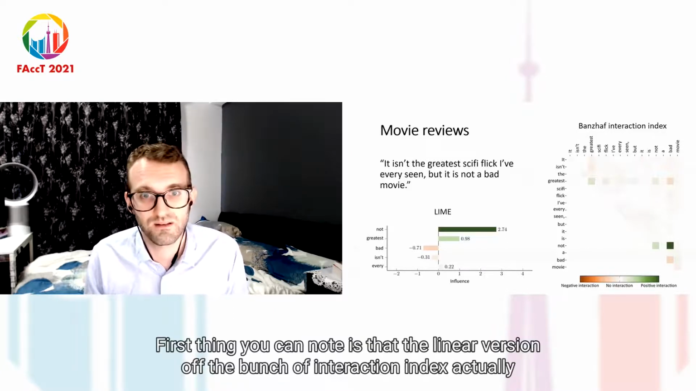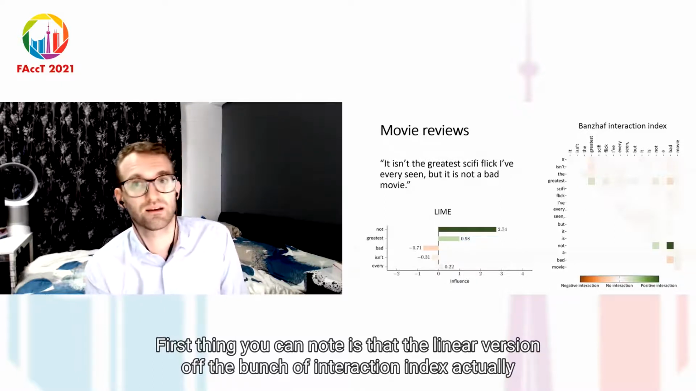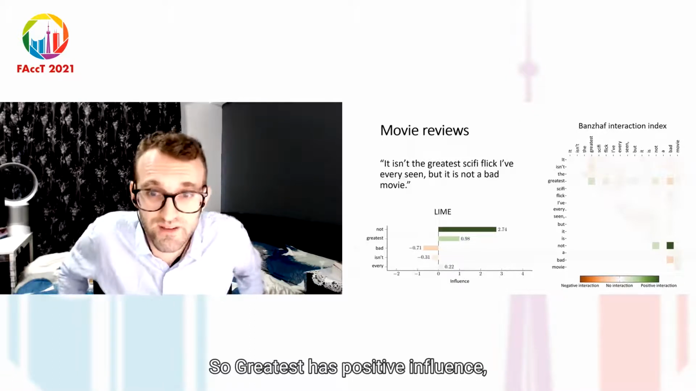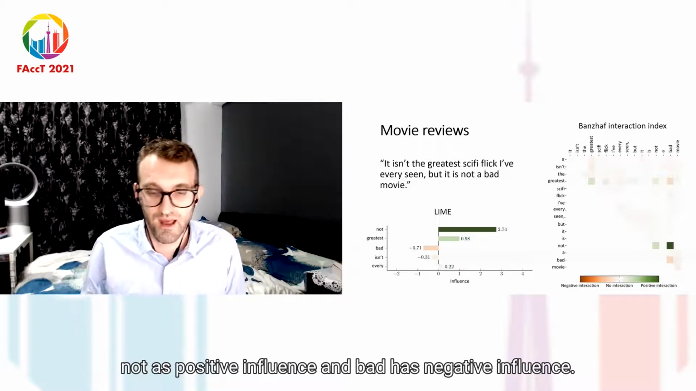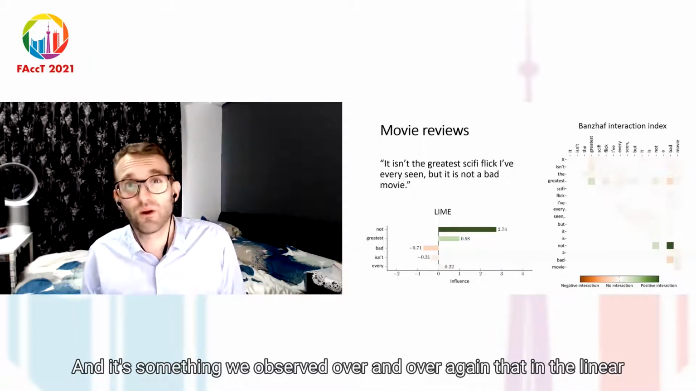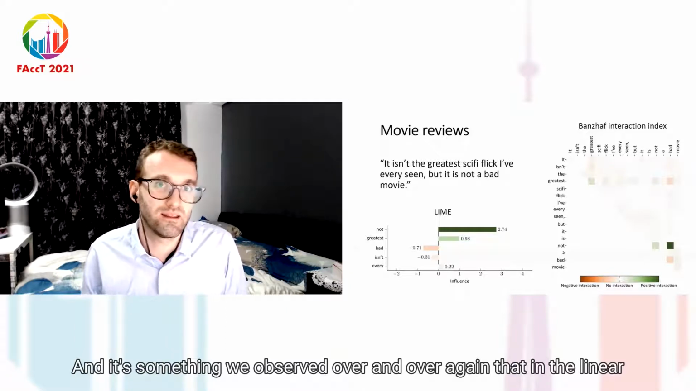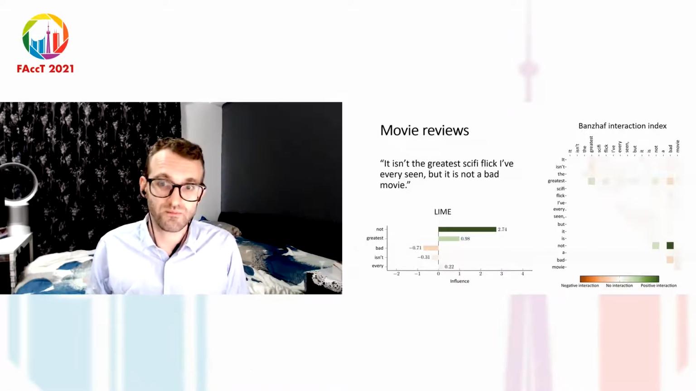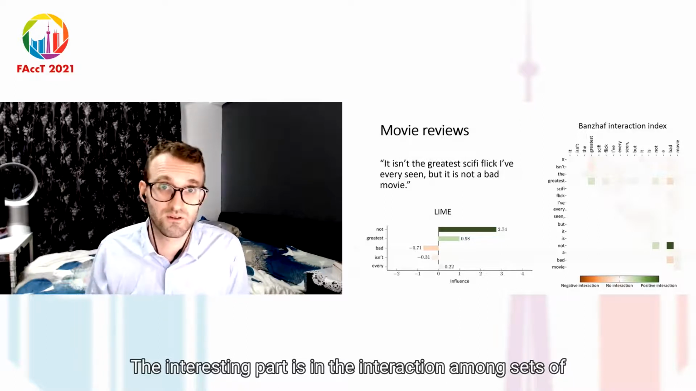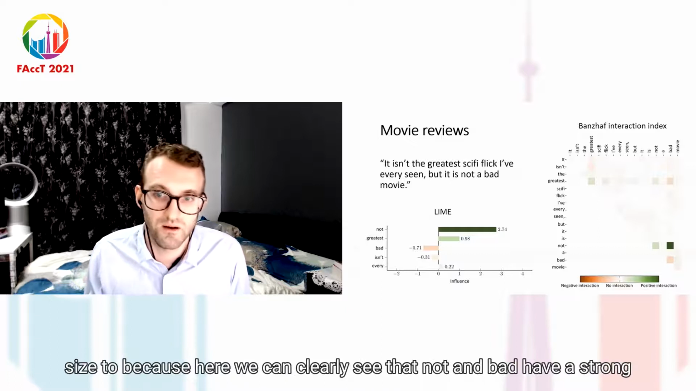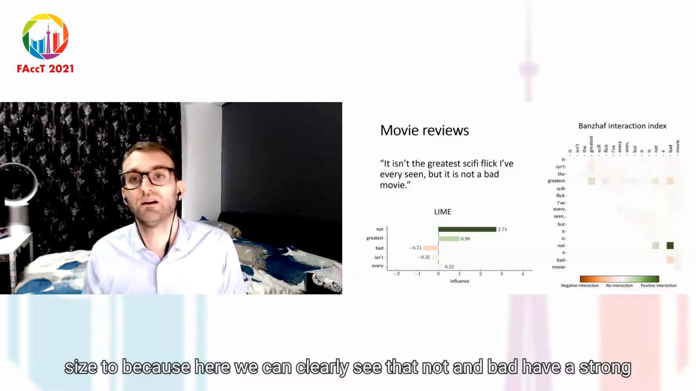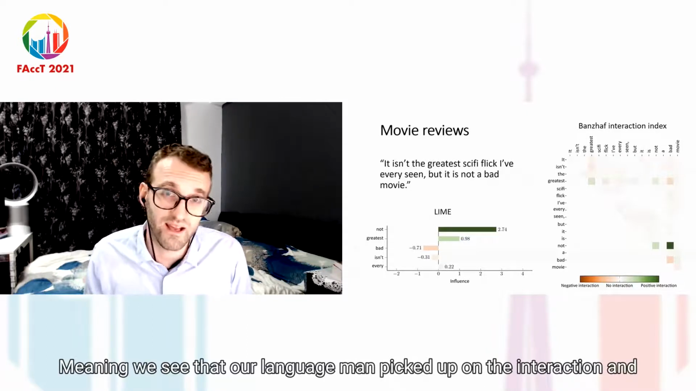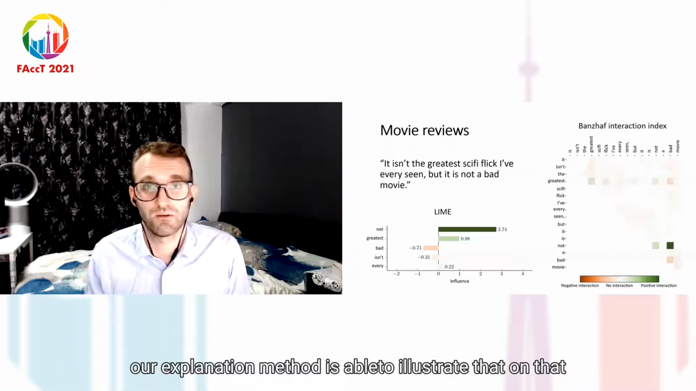The first thing you can note is that the linear version of the Banzhaf interaction index actually agrees with LIME, more or less. So "greatest" has positive influence, "not" has positive influence, and "bad" has negative influence. It's something we observed over and over again, that in the linear case, most explanation methods most of the time agree. However, the interesting part is in the interaction among sets of size 2, because here we can clearly see that "not" and "bad" have a strong positive interaction, meaning our language model picked up on the interaction, and our explanation method is able to illustrate that.